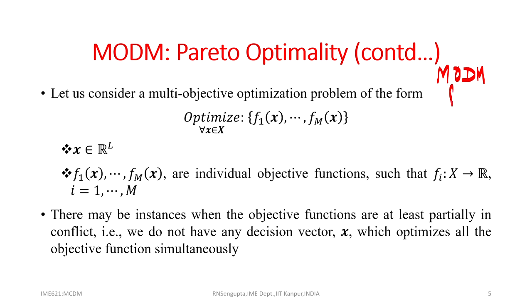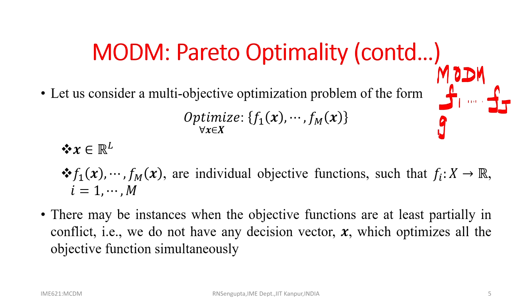So you have functions f1 to fj, where j is the suffix I am using. In the last lecture we used M, but J is being used so that all the subscripts are absolutely clear and there is no confusion. The problem is subject to conditions G1 less than or equal to B1, continuing up to capital GK less than or equal to capital BK. I also mentioned that x is not a scalar; the decision variables are in the search space from x1 to x capital L, so it is an L-dimensional one.